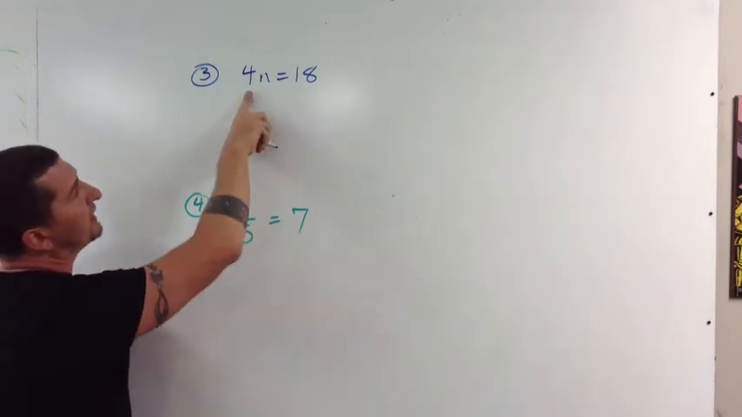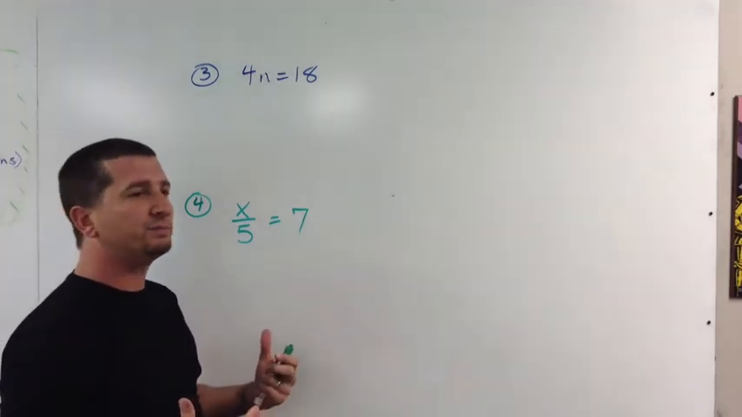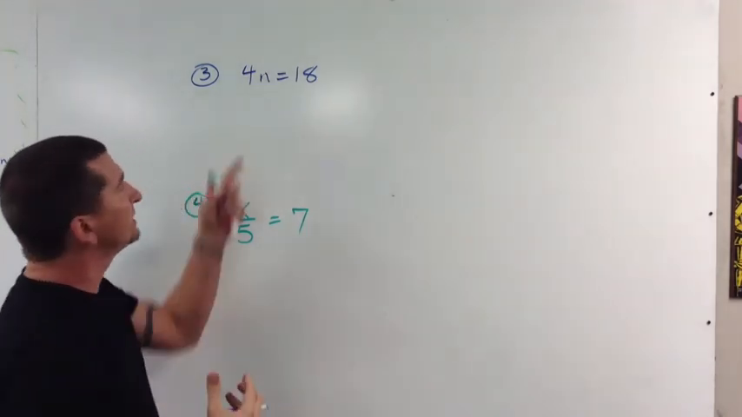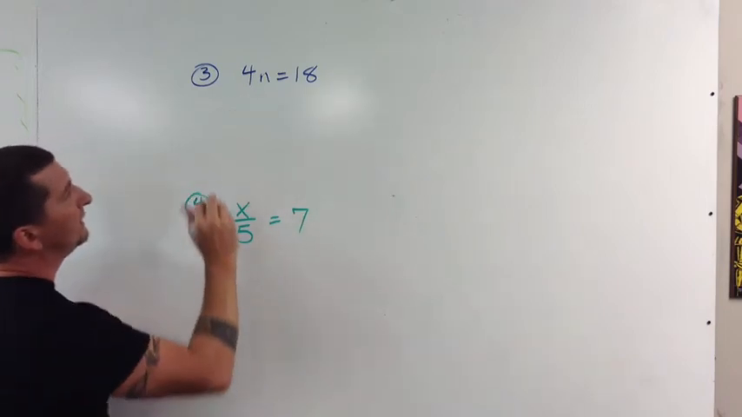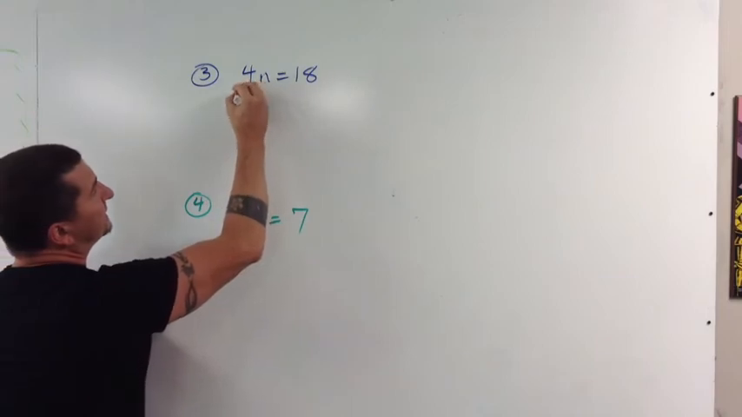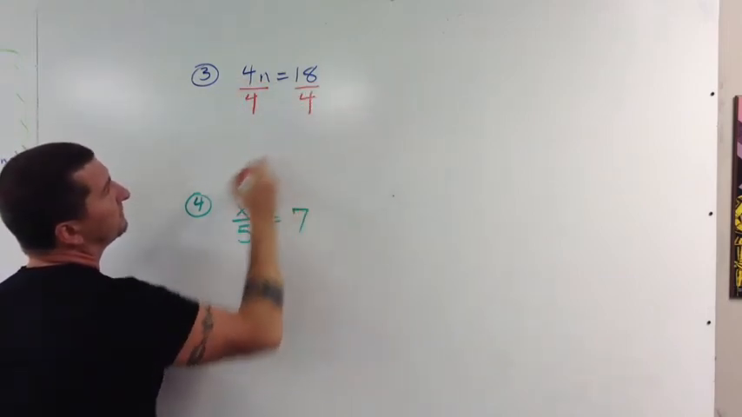So we're going to divide by this coefficient. A coefficient is a number that's with a variable. The prefix co means together. So the number together with the variable is the coefficient. So we're going to actually divide by 4 on both sides of the equation.